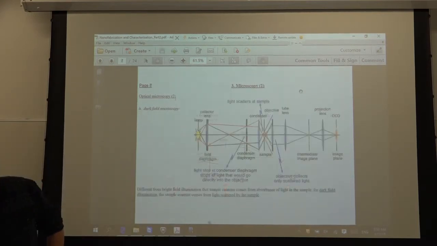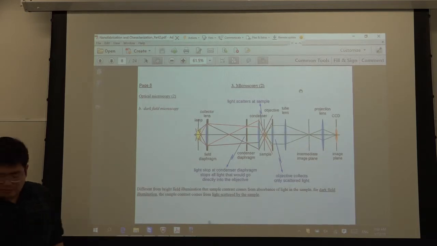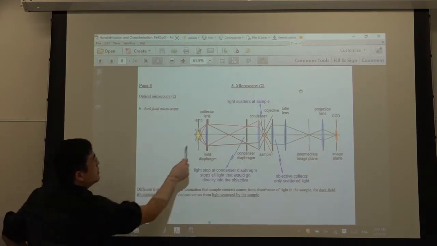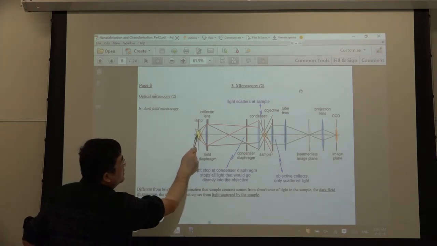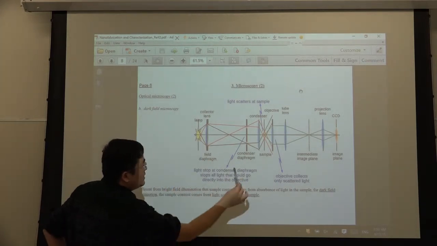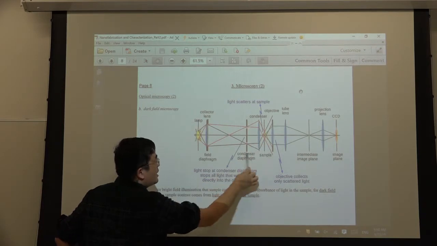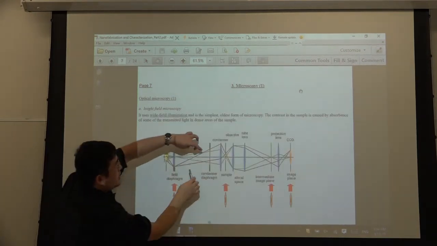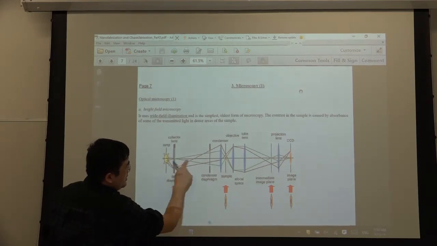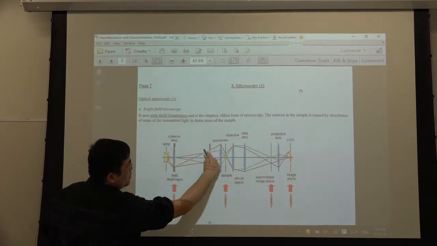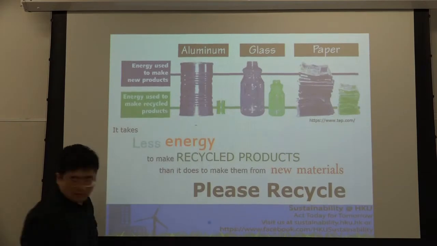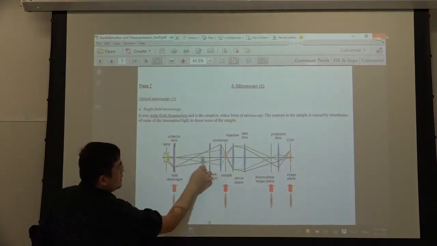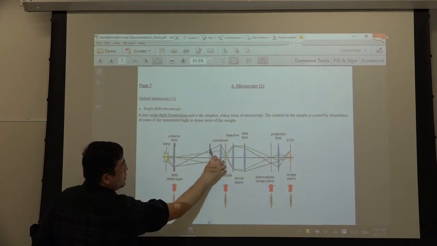Then we see dark field, which is very important. What is the meaning of dark field? For dark field microscopy, you can see the source is here, but it is very different in the condenser. Let me go back to the previous one. In the previous condenser, the light all goes through the large pinhole.